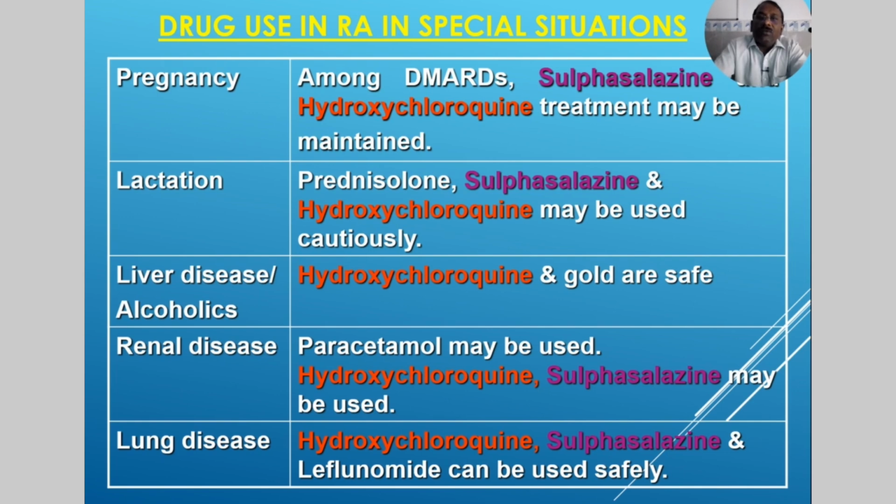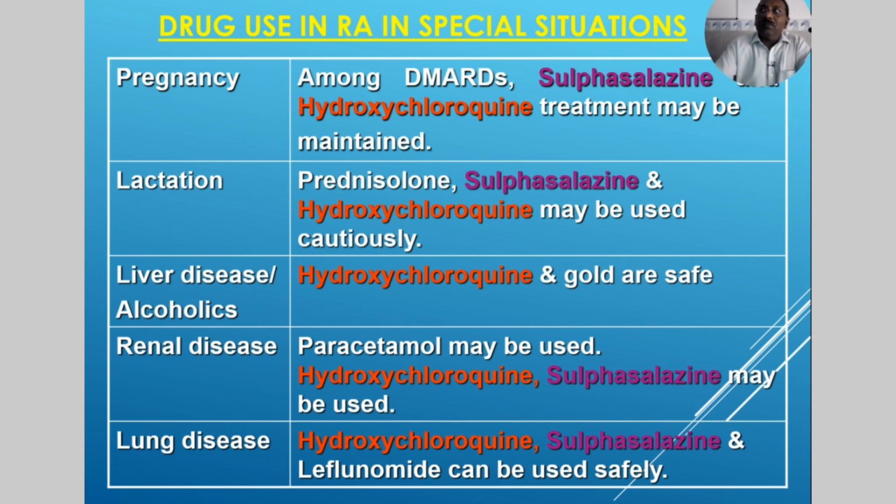Lactation: prednisolone, sulfasalazine and hydroxychloroquine may be used cautiously. Liver disease and alcoholics: hydroxychloroquine is safe. We are not using gold. It's not available right now because the cost of gold is very high, touching 1 lakh. Renal disease: paracetamol may be used; hydroxychloroquine and sulfasalazine may be used. Here again leflunomide and methotrexate are contraindicated. In lung disease, hydroxychloroquine, sulfasalazine and leflunomide can be used safely.